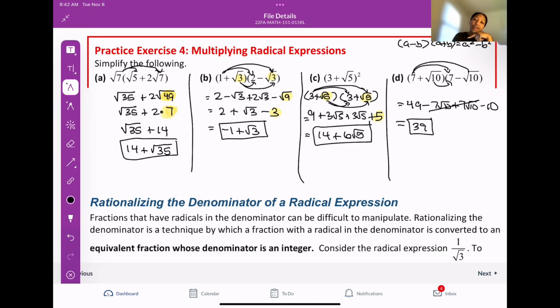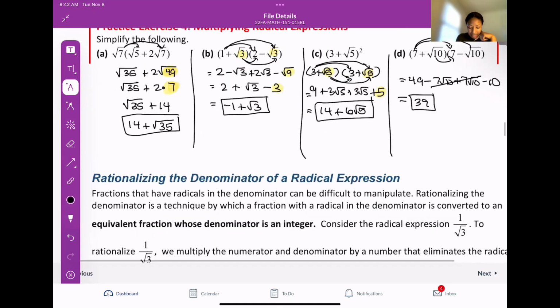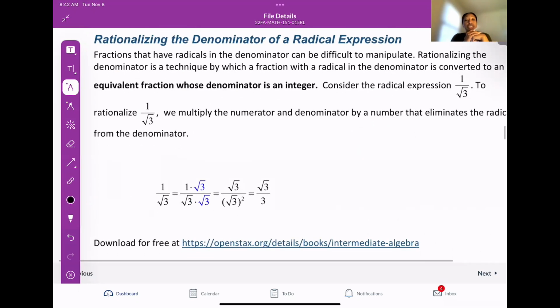The next section is very important: rationalizing the denominator of a radical expression. Usually when we have radical expressions that have a denominator, we don't want the radical in the denominator. Fractions that have radicals in the denominator can be difficult to manipulate. Rationalizing the denominator is a technique by which a fraction with a radical in the denominator is converted to an equivalent fraction whose denominator is an integer. You have to get rid of the radical in the denominator.